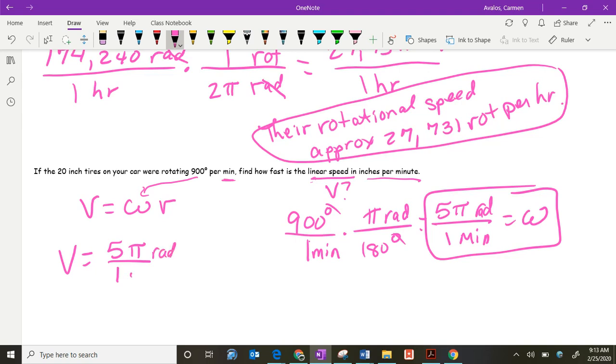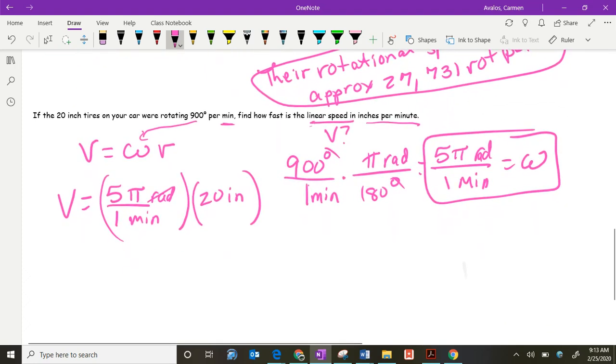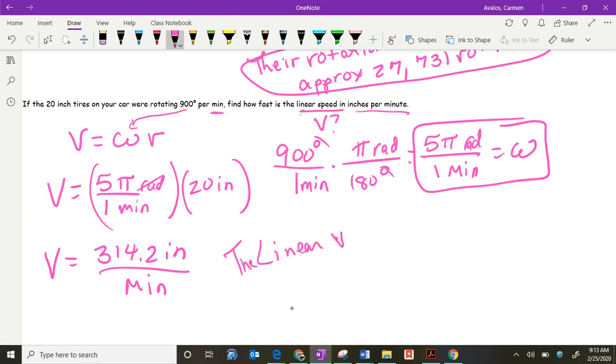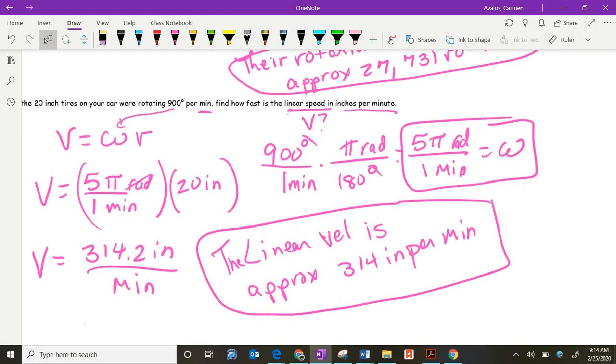So it's radians per minute. And then times the 20 inches. And so when we multiply this, the radians go away because the linear speed, the velocity at which the car is going, is in distance per time. So the radians automatically go away. And so when you multiply it, V is equal to about 314.2 inches per minute. So the linear speed, the velocity, is approximately 314 inches per minute. And that's how fast it's going. And there we go. Okay.